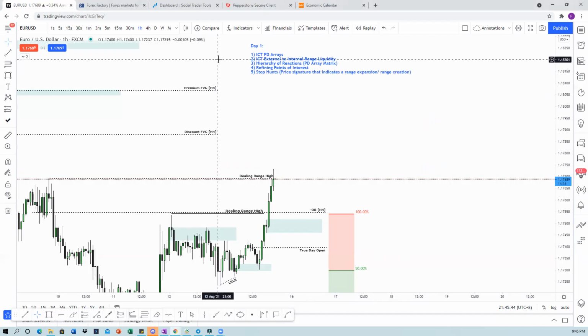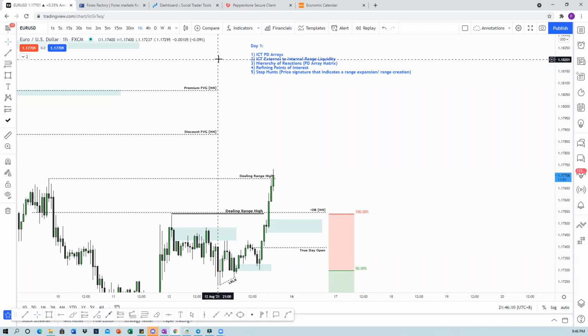Refining points of interest. Now, when we refine points of interest, refining into the 1 minute, refining into the 5 minute, it's futile. I know a lot of groups like to show, okay, I'm refining 1 hour into 1 minute, 1 hour into 5 minutes. It's futile because I'll tell you why.